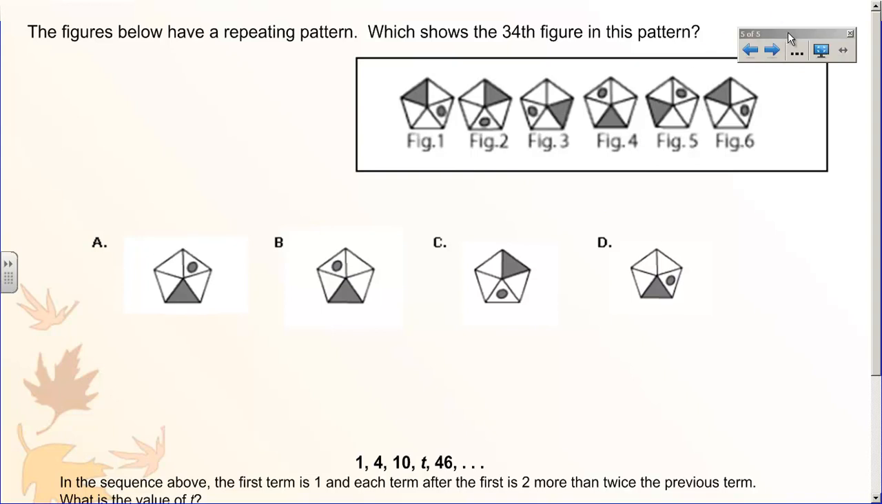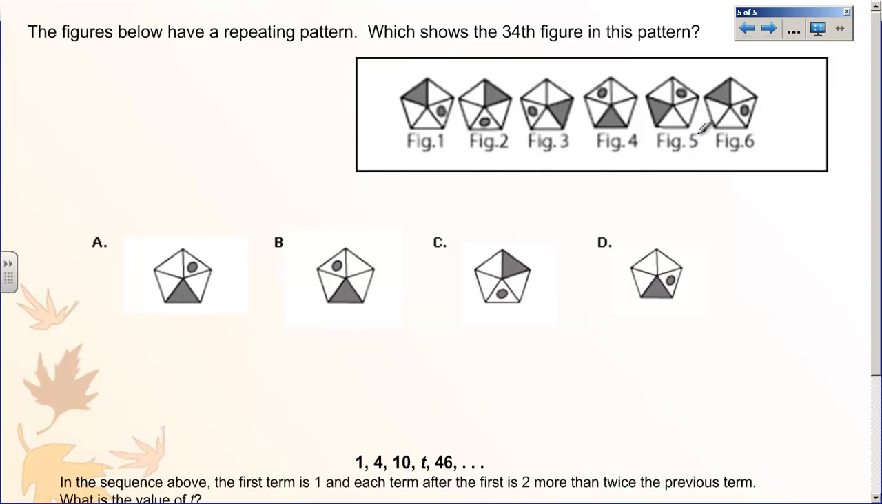Let's do a couple more. We have this picture right here. These figures have a repeating pattern. We want to figure out what is the 34th figure in this pattern. So this is figure 1, 2, 3, 4, 5, and then it repeats. And so figure 7 will be like figure 2. Figure 3 will be, okay, so then it starts to repeat. So I have 1, 2, 3, 4. It repeats every 5. Okay?